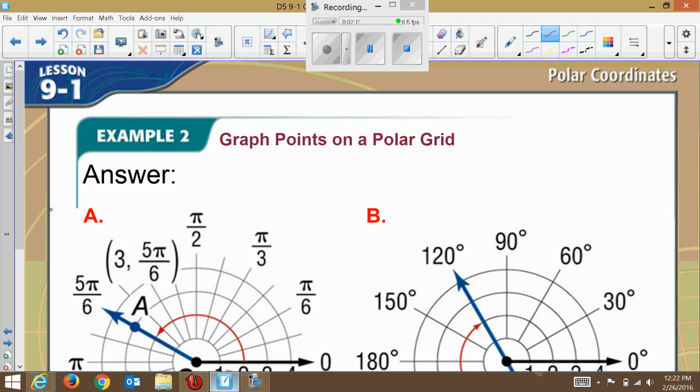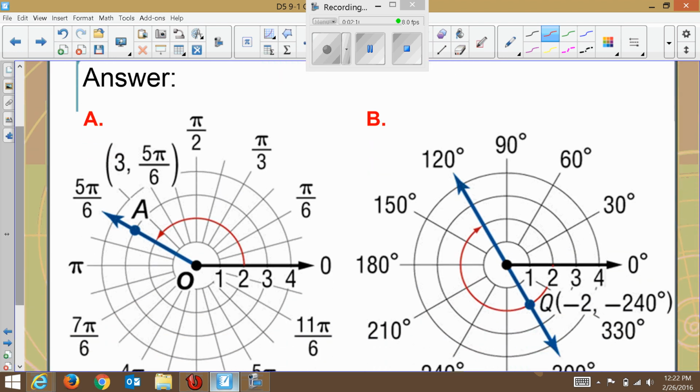So here's the answers given to you that I just found. You'll see this one, how they went to 120 and then went 2 units the other way towards 300. That was B. And then A was at 3 units over on 3 pi over 6. There's the line. And they have 1, 2, 3 units. That's where they got that point from.